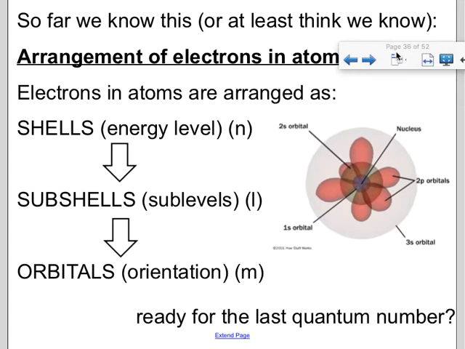Okay. So the arrangement of electrons in an atom. They're arranged in shells. And the energy level, 1, 2, 3, 4, the rows on the periodic table. We know that there are subshells or sublevels represented by that cursive L. That's the S, the P, the D, and the F. And that they can exist in orbitals. The orientation, is it on the Y, the X, or the Z? So you ready for the last quantum number?